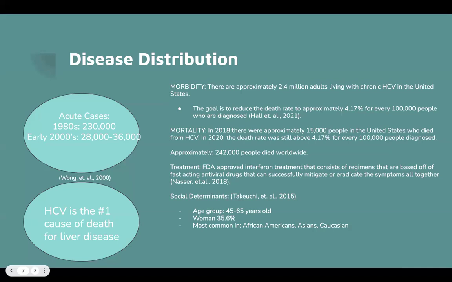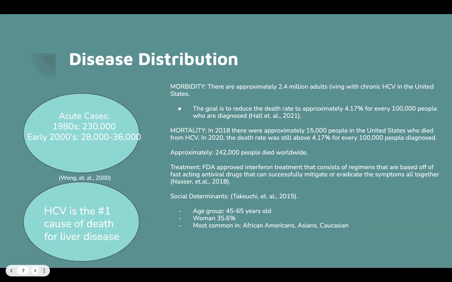So, morbidity: there are approximately 2.4 million adults living with chronic HCV in the United States, and most of them are getting treatment, and some of them are just living with it. And then the goal that was established by the study by Hall in 2021 was to reduce the death rate to approximately 4.17% for every 100,000 people who are diagnosed and would end up with chronic HCV.